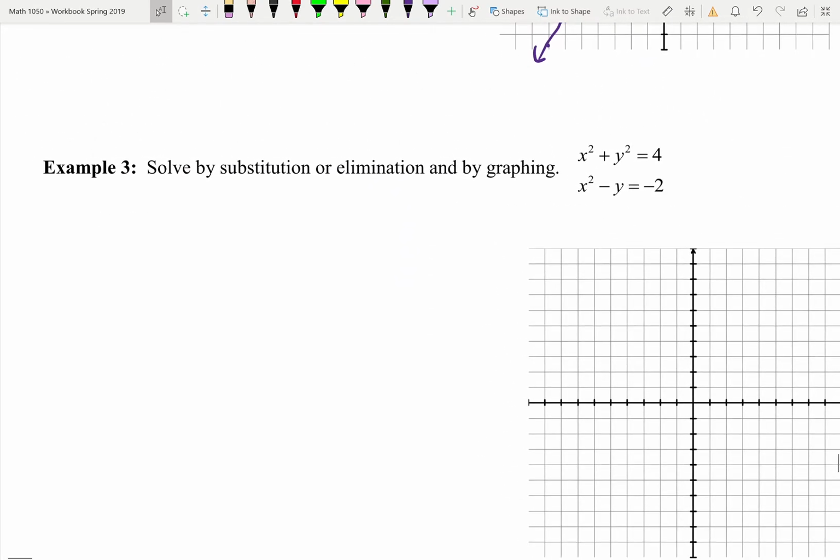Solve by graphing first. Everybody in the room, tell me what the top equation is. What is that? It's a circle. Yes, let's write down the word circle. Underneath that, what is that? It's a parabola. Good.